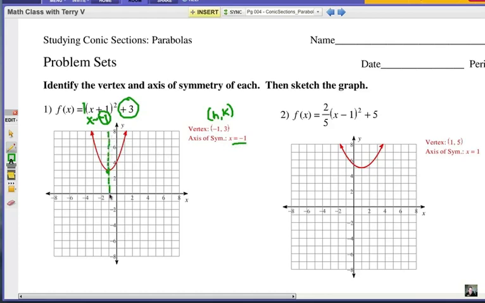So you find the vertex, and then you note whether this thing is going to be bending at all. And if not, it's going to be 1, 1, 2, 4, 3, 9, and so on. So you can locate the points and sketch it out.